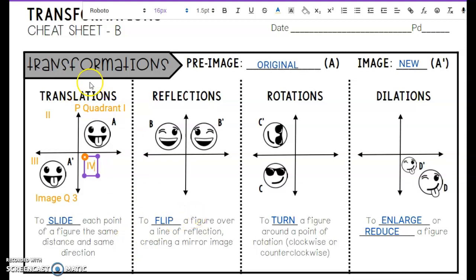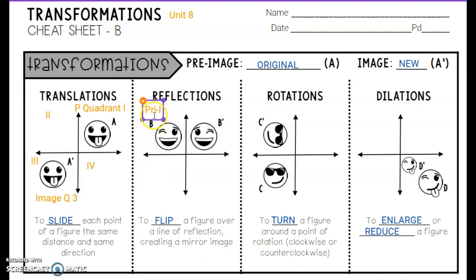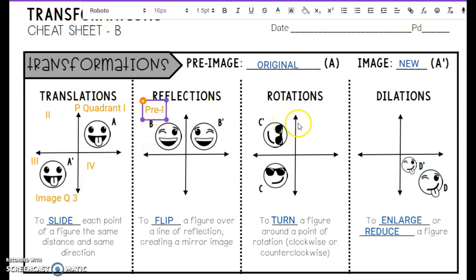And again, when you are doing a translation, you are adding or subtracting to the X and the Y values. So on to reflections. Your pre-image is located in quadrant 2. And we know this because it's just the capital letter. And then your image is located in quadrant 1.